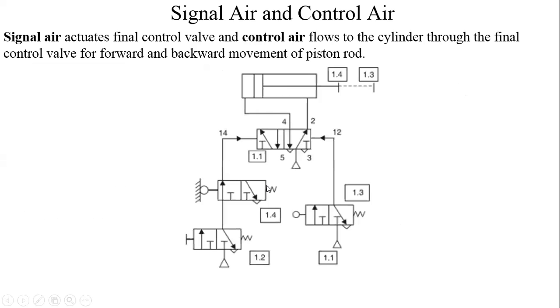Now let us go back to the circuit diagram. Let's see. Roller lever valve 1.4, roller lever valve 1.3. Out of these two roller lever valves, which one is activated at present? Answer my question. There are two roller lever valves, 1.3 and 1.4. Which one is activated at present? 1.4. Correct. 1.4 is activated, 1.3 is deactivated at present.